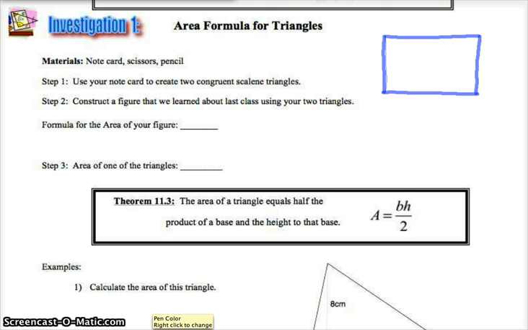If I use my note card to create two congruent scalene triangles, what I would do is connect one corner to the other corner, creating a diagonal across that note card, and I would have two scalene triangles that are congruent. The height of the note card is different from the base, and of course the hypotenuse, because it's a right angle here in the corner, is going to be different. So those are three different sized side lengths of the triangle, meaning that each triangle is scalene.